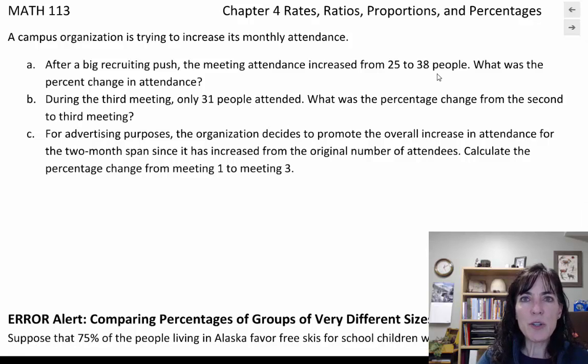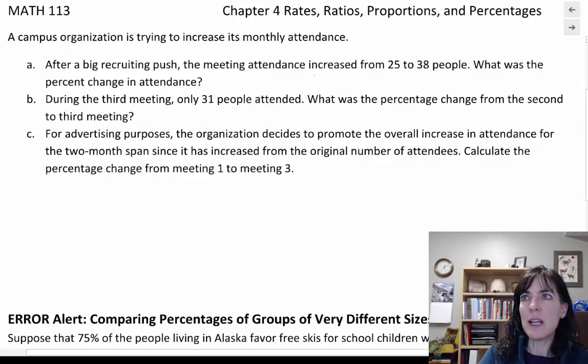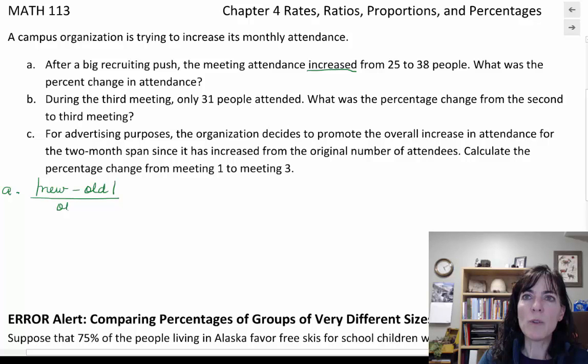So is it an increase or a decrease? It looks like it is an increase. So we'll say some increase, and then for part A, here's my work. I'm going to show new minus old, and that'll give me the absolute change, and I'm going to put it over the old and multiply by 100, and that's going to give me the percent change.